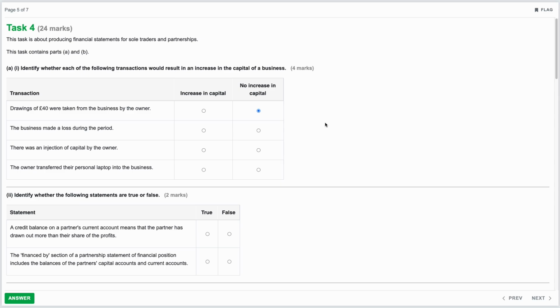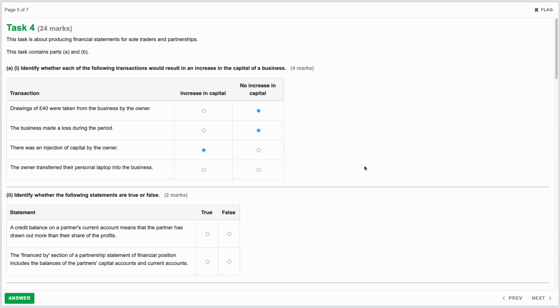The next one, the business had made a loss during the period. Again, if there were an option to decrease capital, I would be selecting that one. But as there isn't, it certainly isn't an increase to capital, quite the opposite. So it would be no increase in capital. There was an injection of capital by the owner. Well, certainly that would increase capital. So the double entry for that would be to credit the capital account, increasing the balance, and debit the bank. So that would therefore increase capital.